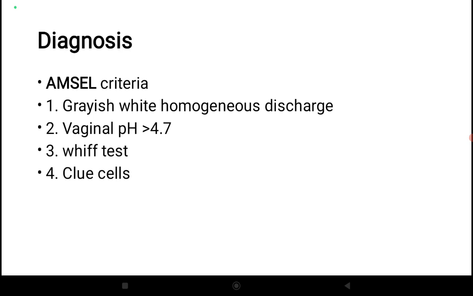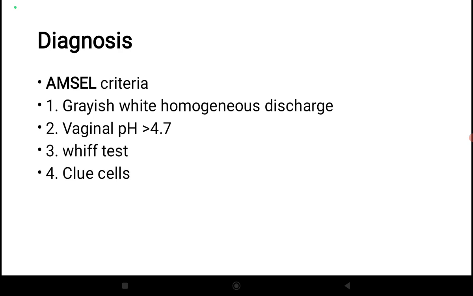the third is the whiff test, which means a drop of vaginal discharge is mixed with 10% KOH, and if it produces a fishy odor due to release of amines, cadaverine, and putrescine, it means it is a positive whiff test. So that is also a criterion. And the fourth criterion is presence of clue cells in the smear that is prepared with normal saline. These clue cells are diagnostic of bacterial vaginosis.